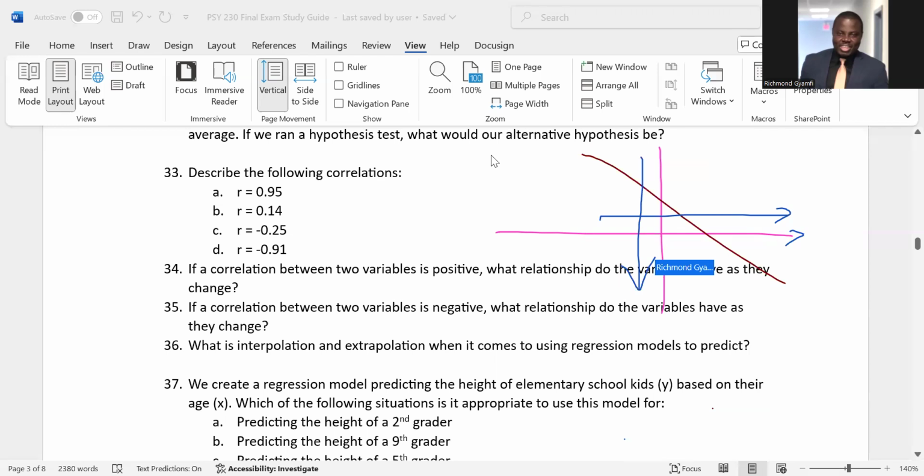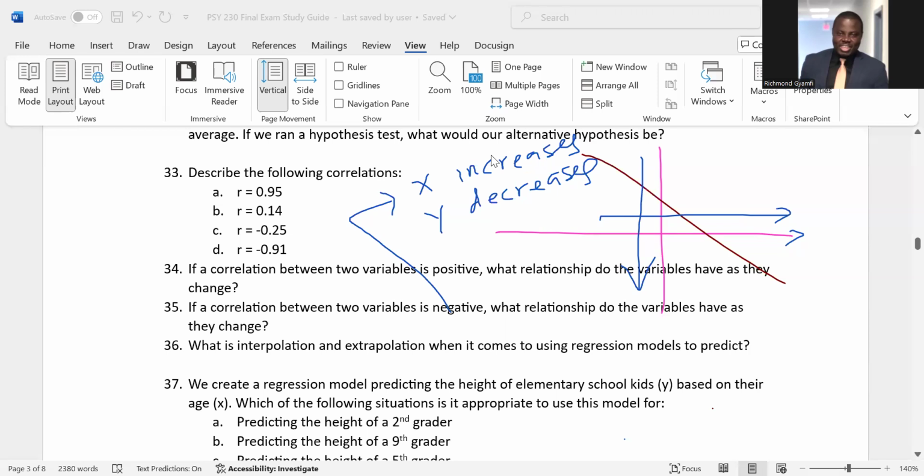So as X increases, this is for negative, as X increases, Y decreases. So it's kind of like the opposite. If X decreases, Y increases for a negative correlation. And that's it. That's all we have for that.